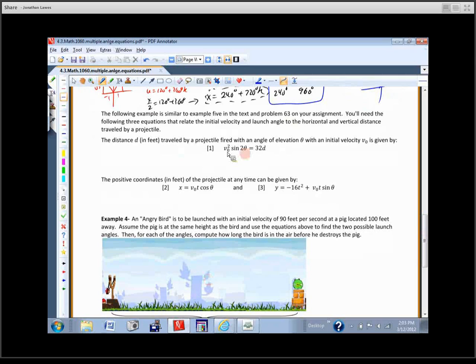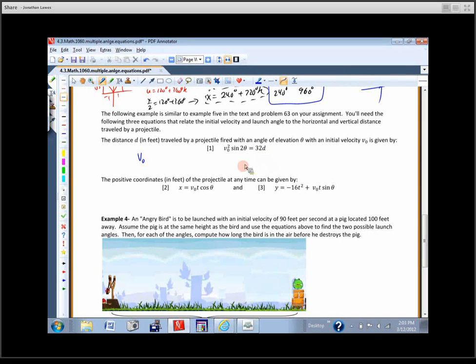So the first one is this one right here. It relates the distance traveled by a projectile to the velocity that it was launched with, the initial velocity, and the angle that it was launched at. So here's the angle that it was launched at. Notice that it's been doubled. And then this is the initial velocity. So V naught, V with that little subscript of 0, that's how you say that, V naught. And then D is the distance. This is measured in feet.